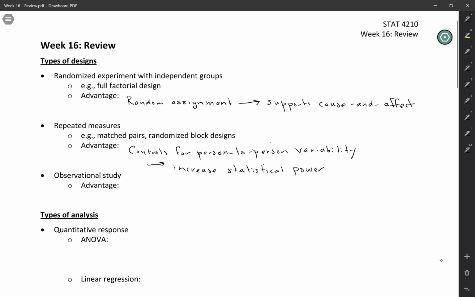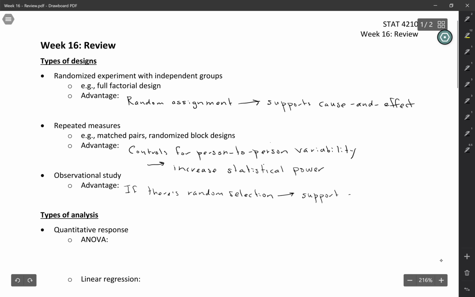But these can have their own advantages because observing things that are occurring in the real world can be more realistic in some cases. And if there's random selection, meaning that you're not just using individuals that are convenient, but you're actually selecting them at random from the population, in that case, you have a good chance of getting a representative sample. And so this is going to support generalizability.